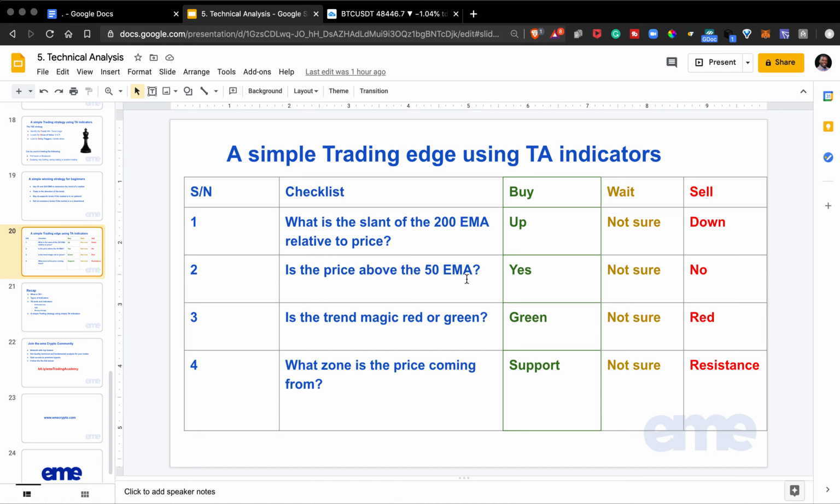Is the price above the 50 EMA? If the price is above the 50 EMA, it tells you what? That you are in an uptrend. So what do you do? You buy. If you're not sure, you wait. If the price is below the 50 EMA, you what? You sell.